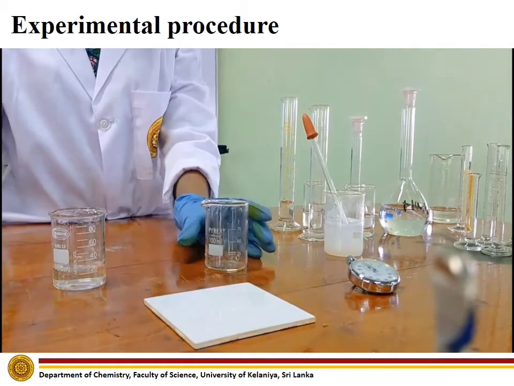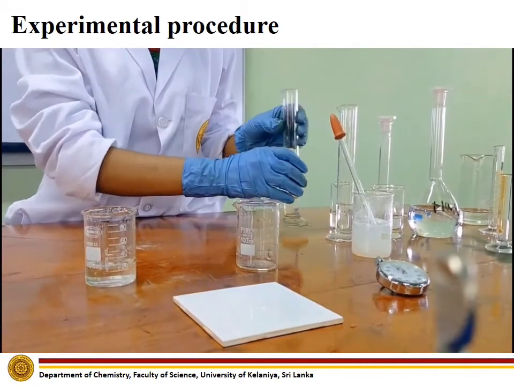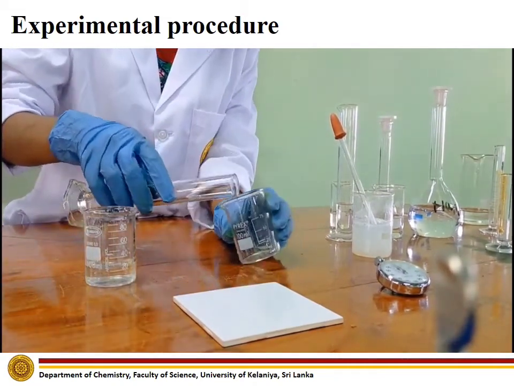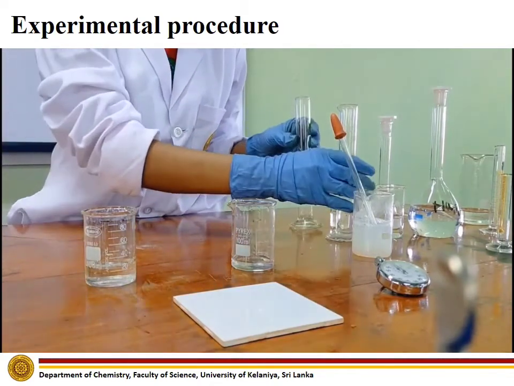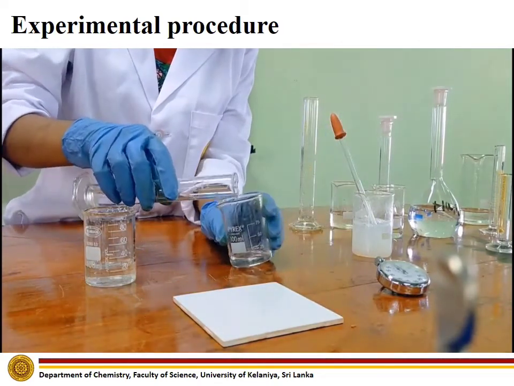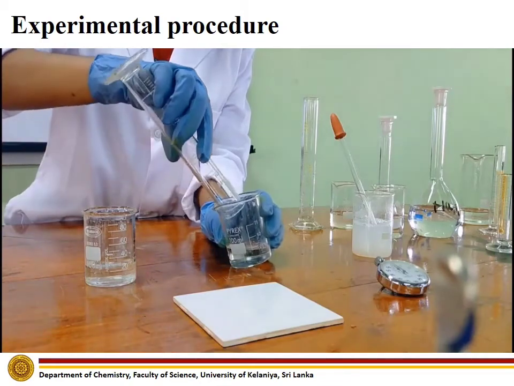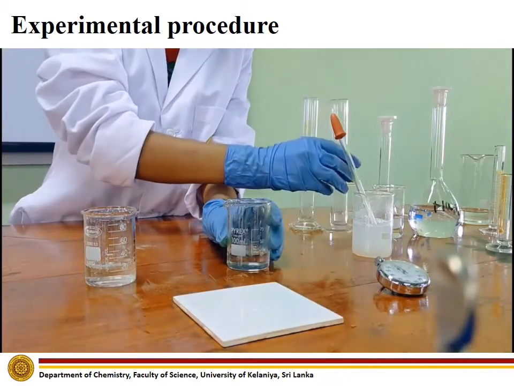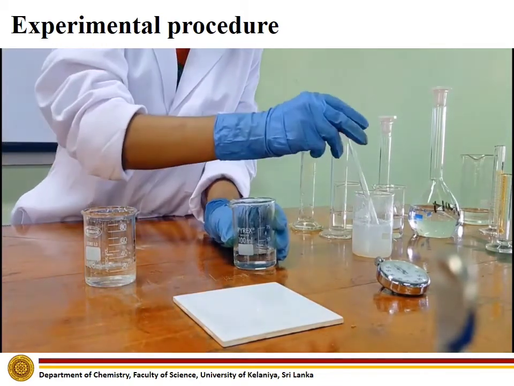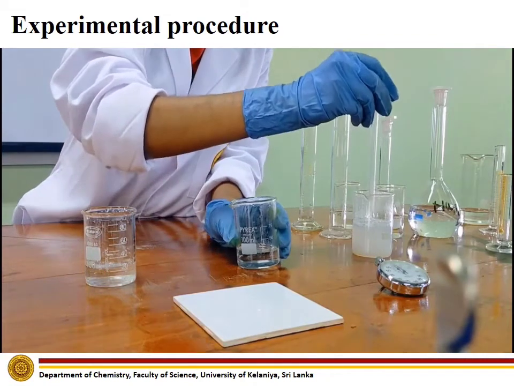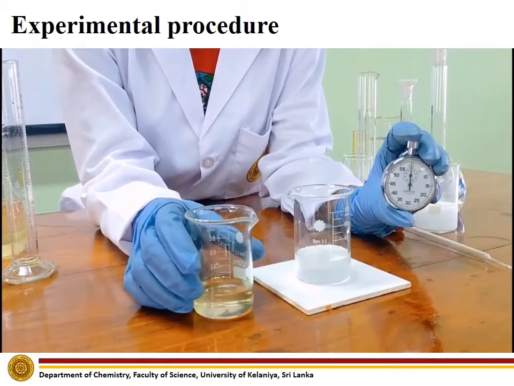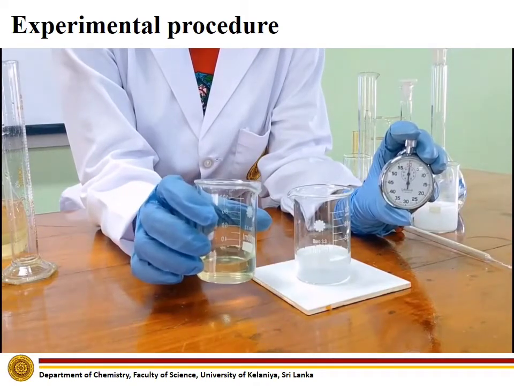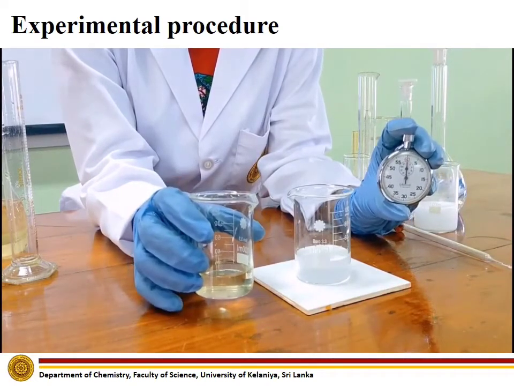Into the second beaker, add 10 ml of potassium iodide solution and 15 ml of sodium thiosulfate solution. Next, add a few drops of starch into the second beaker. Pour the solution in the first beaker into the second beaker and start the stopwatch immediately.